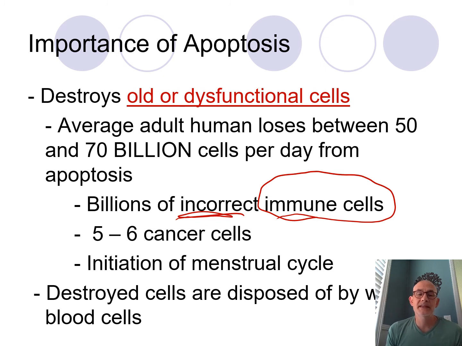It's also estimated that we kill about 5 to 6 cancer cells every day. That doesn't mean you qualify as a cancer survivor. People that actually are cancer survivors would probably find that a little offensive.